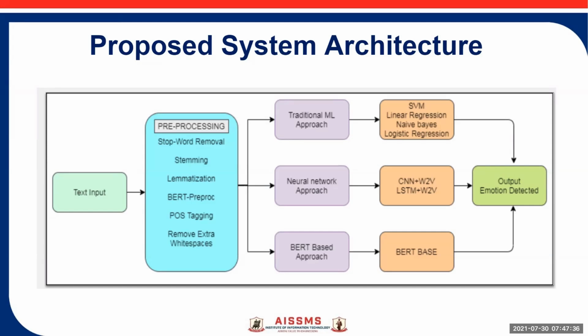The pre-processing is a very important aspect when it comes to natural language processing, that is when we work with text. So for certain of these approaches, we do stop word removal, stemming, lemmatization, BERT pre-processing, which we will come to later. Then POS tagging and removal of extra white spaces has been done.